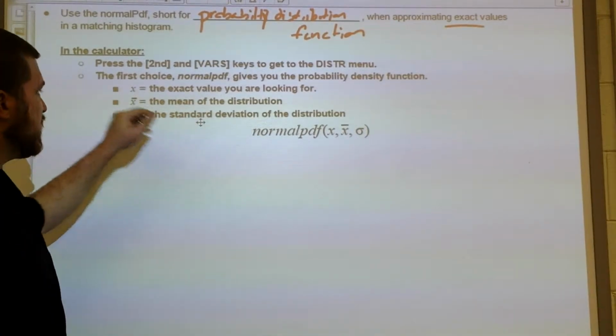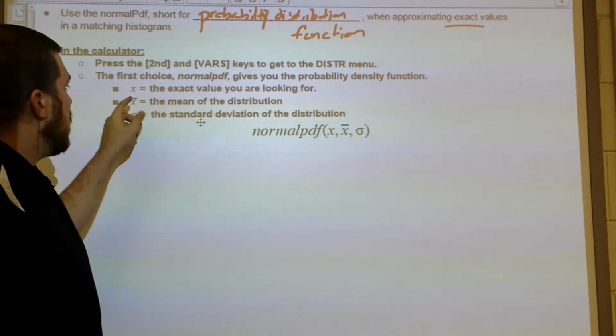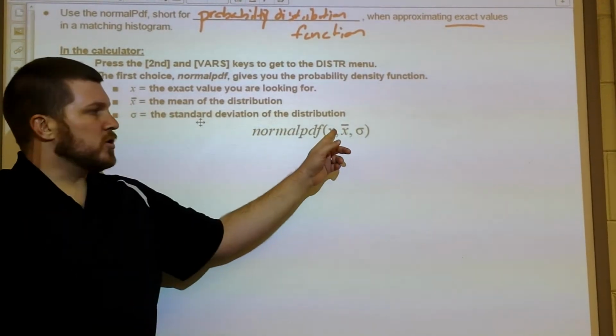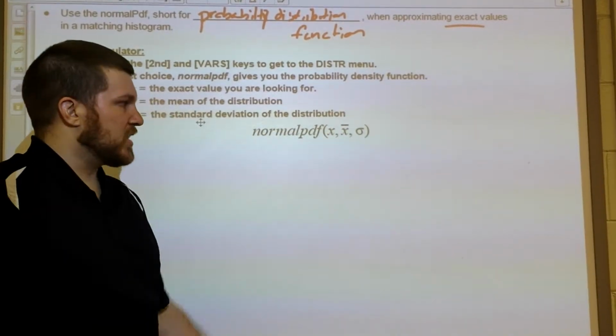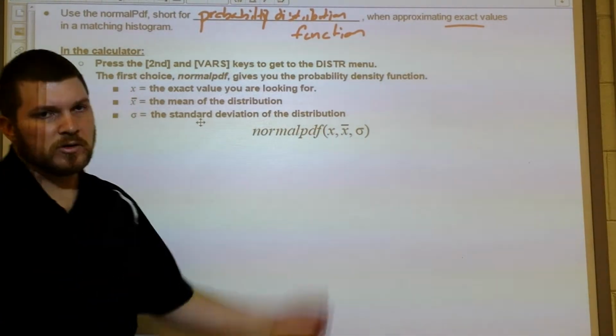Once you get there, you're going to need to know three things. The exact value you're looking for, the average value, which we use the symbol X with a bar over it, and then your standard deviation, which is still the Greek letter sigma.